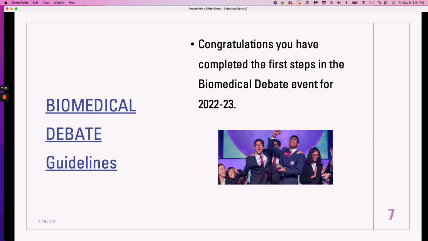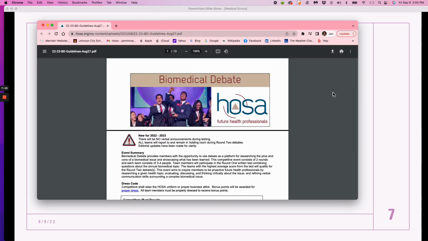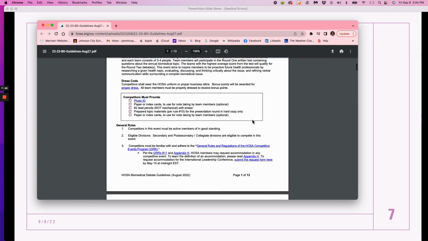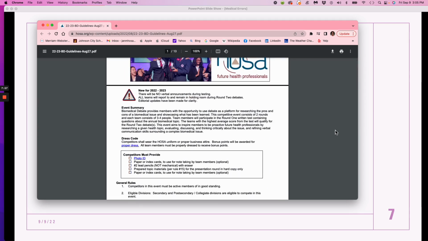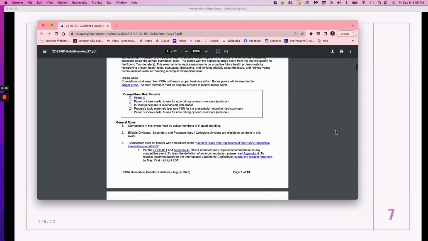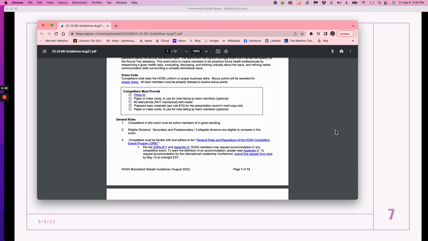After you've done that, you will have completed the first step in the biomedical debate event for 22-23, because the topic this year, and I'm going to take you to the guidelines, is the exact question: medical errors should be considered criminal offenses. Remember, this is a team event of 3 to 4 people. You don't know which side of the topic you'll get, so you have to research both. But good debaters know exactly what the other side's going to say, so that's to your advantage.